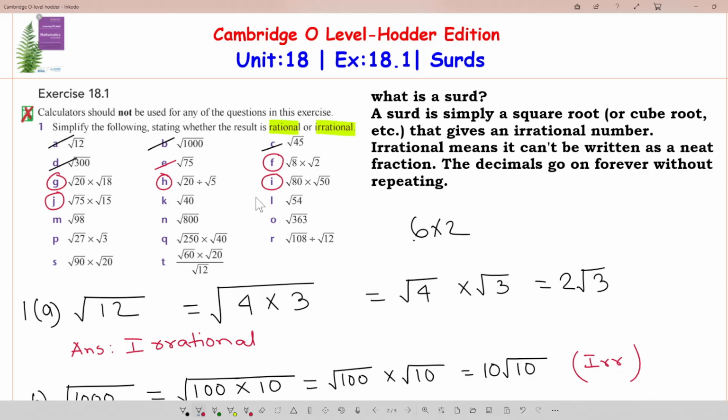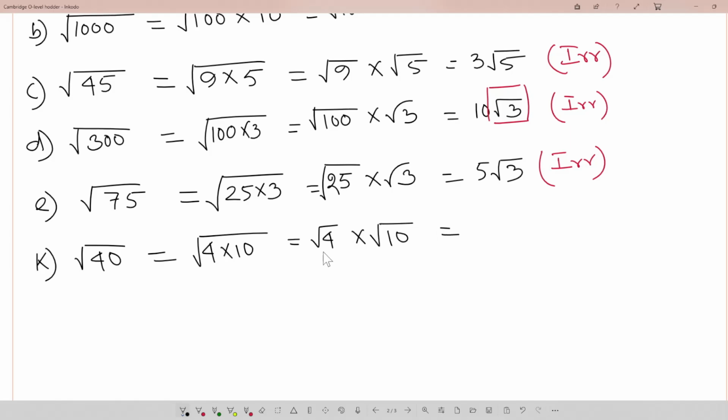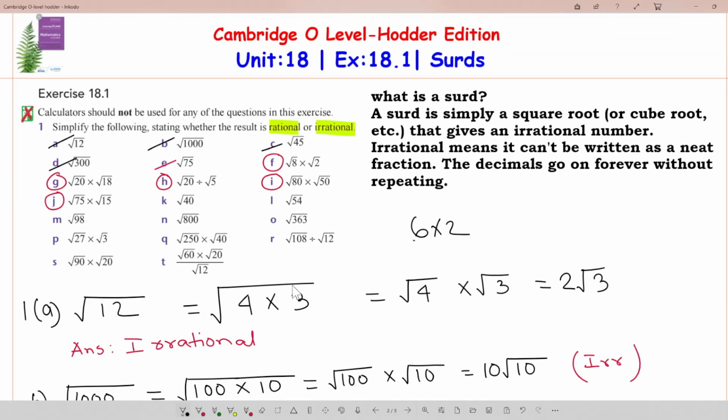Number K is root 40. What can we do? 4 times 10 is 40. 4 is a perfect square, so root 4 times root 10. Root 4 means 2, and here is root 10. This one is also an irrational number. K done.